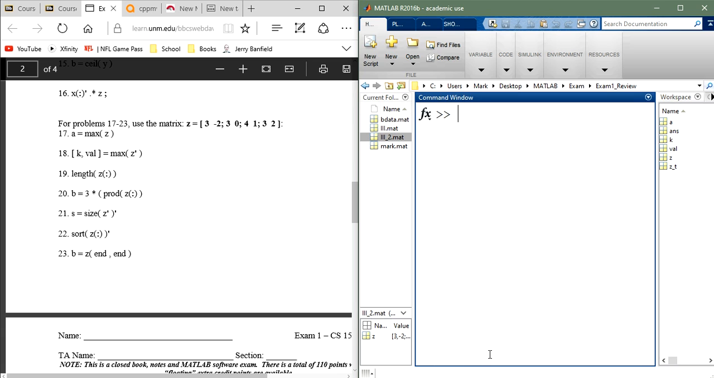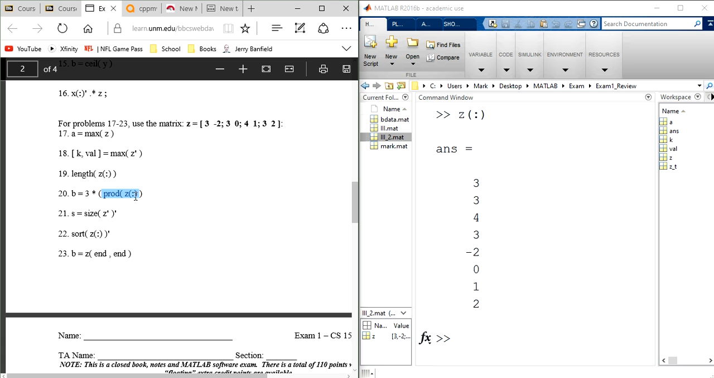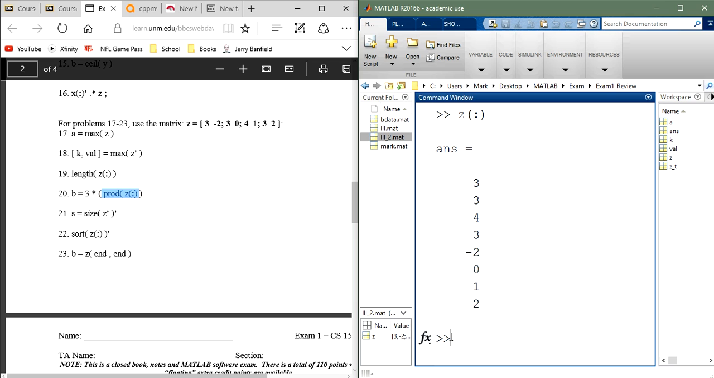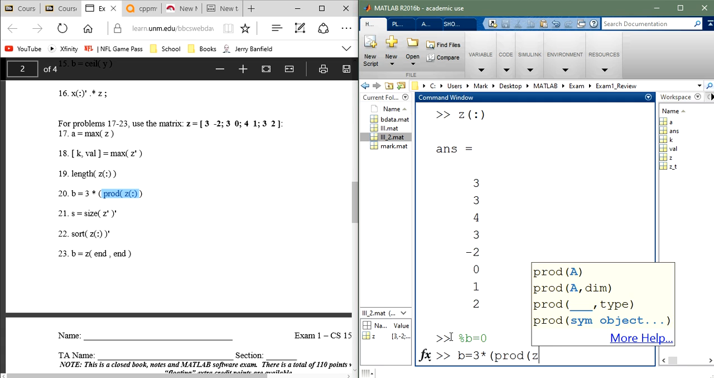CLC. No, I won't clear anything. The product of z prime colon. So here's z colon. We have to multiply that all out. Oh man, that's tough. Remember what the product does is it says 3 times 3 times 4 times 3 times negative 2 times 0 times 1 times 2. Lucky for us, Peralta threw in the 0 right here, so this portion is just 0. And 0 times 3 is 0, so my prediction is b is equal to 0. That's the answer that I believe to be true. And I say 3 times the product of z colon.